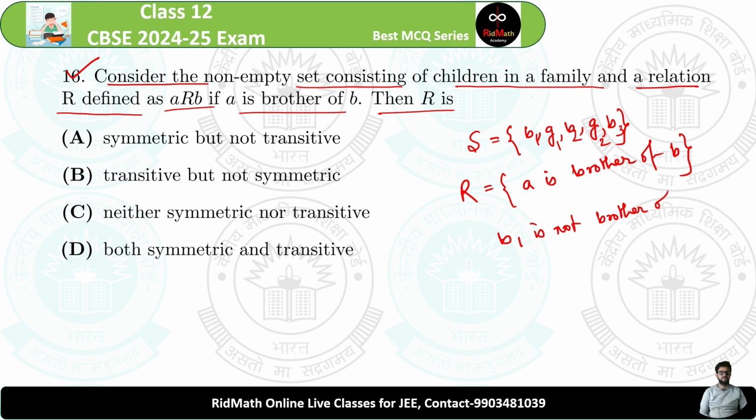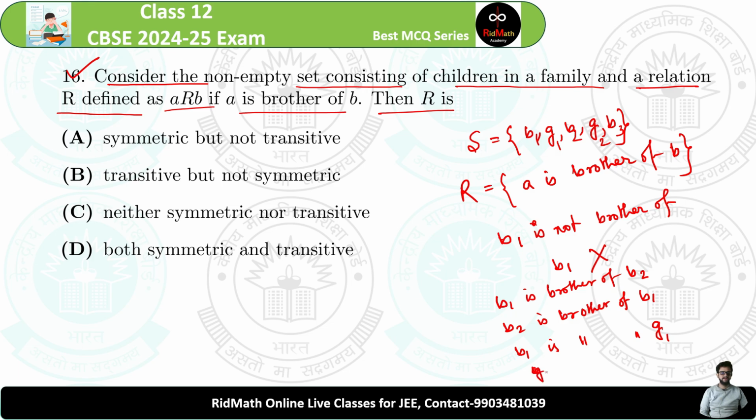Now B1 is not brother of B1 itself, that means this is not reflexive. So here this is not reflexive. If B1 is brother of B2, then B2 is brother of B1. Now if B1 is brother of G1, then G1 is not brother of B1. That means this relation is not symmetric.